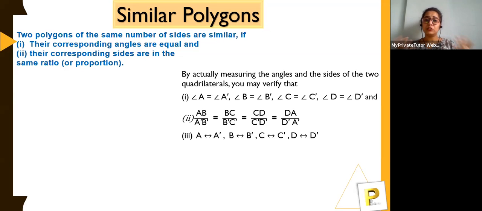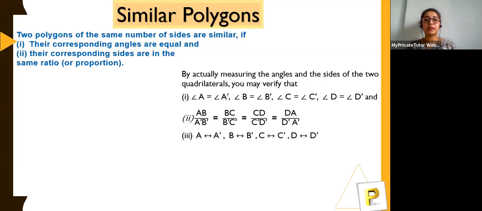Let us consider two polygons to be quadrilaterals. The two polygons have the same number of sides, so we cannot take a triangle and a quadrilateral. It clearly means that the number of sides should be the same: three and three, or four and four. So let's talk about quadrilaterals. Quadrilaterals have four sides, right? If we take two polygons, they should have the same number of sides. Now, the first point tells us that their corresponding angles are equal.